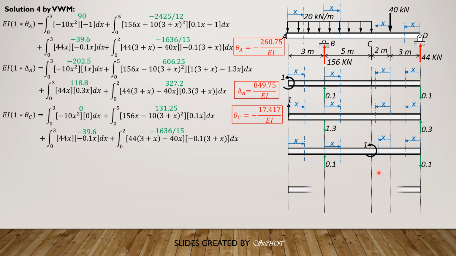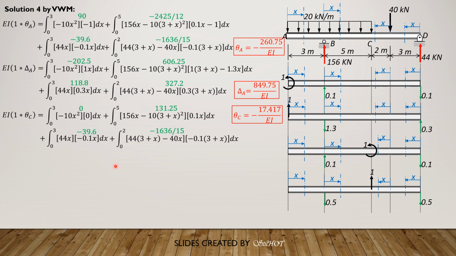And finally, we apply a unit upward load at C. Then the reaction at B should be downward as well as at C. Since C is midway between B and D, so 0.5 downward at B, 0.5 downward at D also. So same sectioning. Again, the moment here due to virtual force is 0. So the first term again for EI delta C is 0. Negative 10x squared times 0 dx.